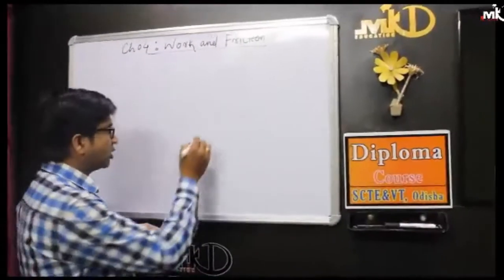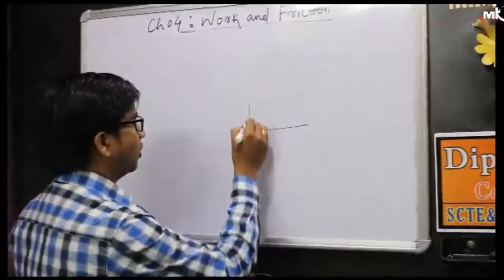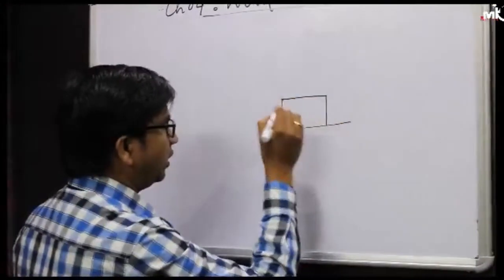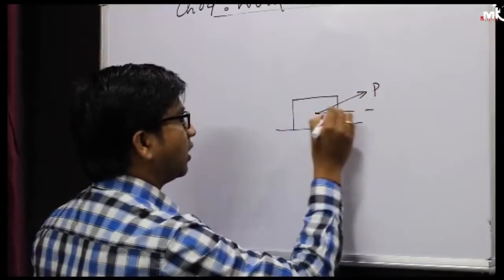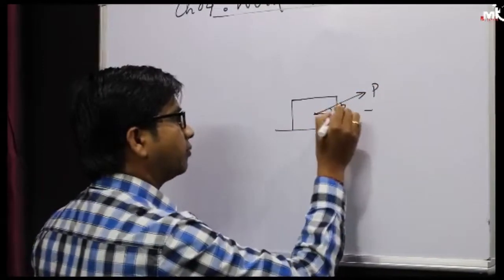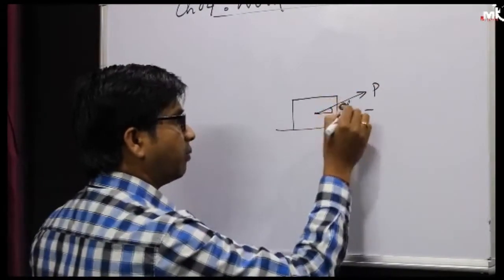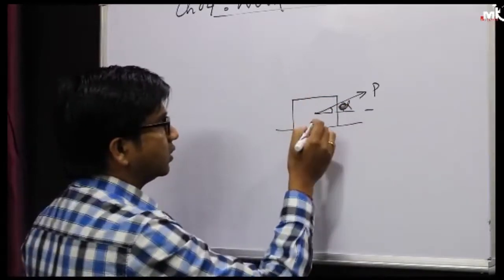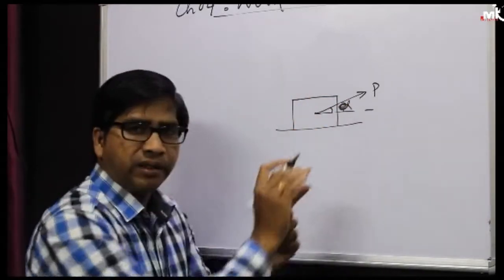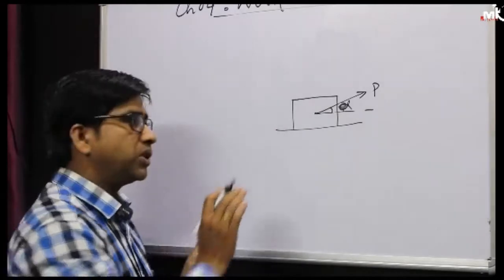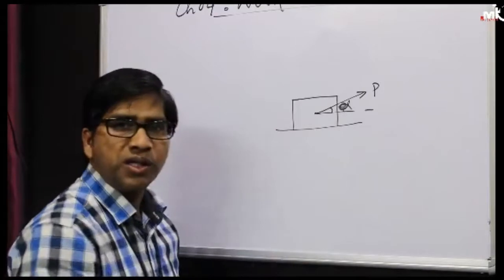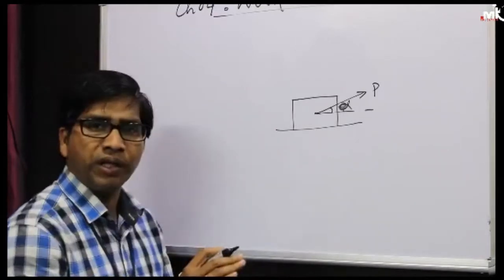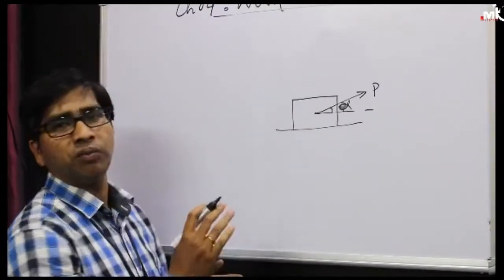Suppose this is the floor and this is the body. Suppose I am going to apply a force P at a certain angle, let's say this angle is alpha, right? So the body tends to move towards the right. I am talking about static friction, meaning the body is not in motion, but the body is trying to move towards the right, and it is not moving. Why is it not moving? Because of the friction.